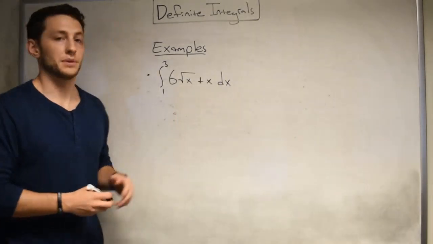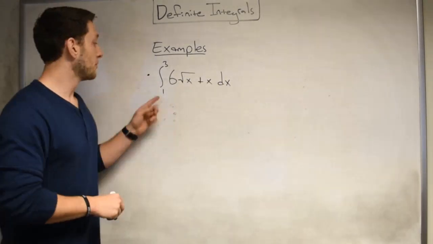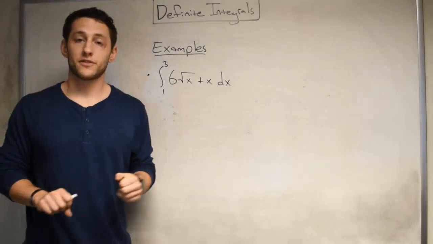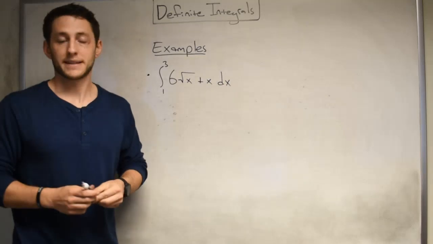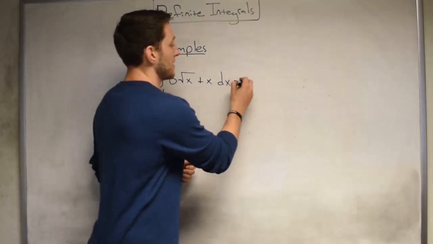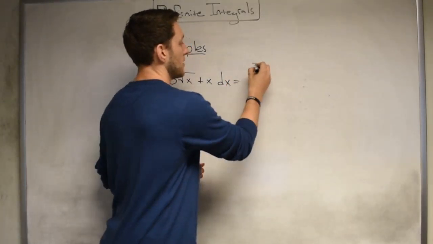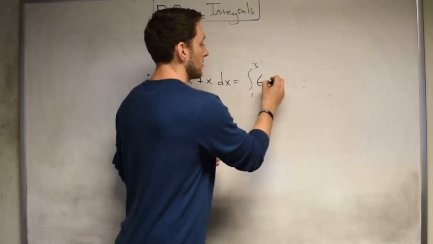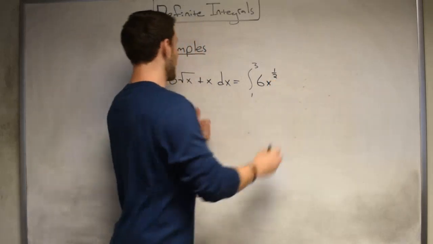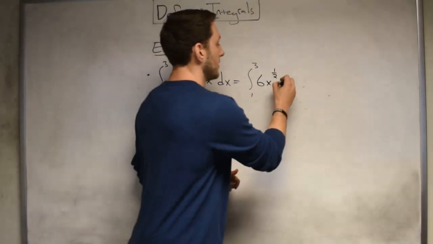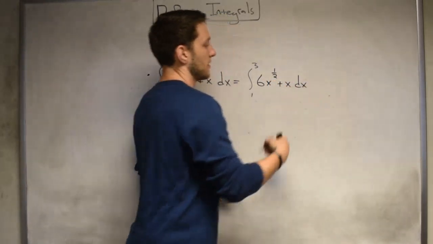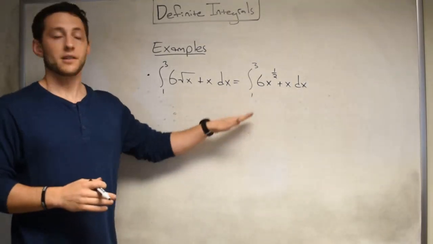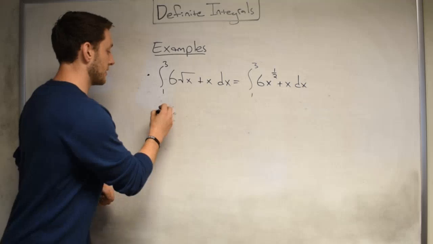Let's talk about this example now. Find the definite integral from 1 to 3 of the function 6 times the square root of x plus x with respect to x. As always, it's handy to get this into fractional power notation. Meaning, write this as 6 times x to the 1/2, and then don't forget the plus x and the dx. From here, by the fundamental theorem of calculus, we just need to find the antiderivative.